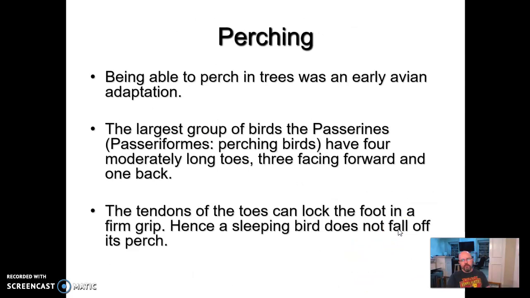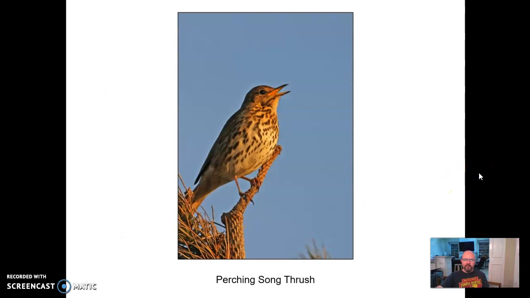All right, so perching. Being able to perch in trees was an early avian adaptation. So maybe there's some linkage to this and that idea of tree-down evolution of flight. Perching in the trees allows you to get away from predators. It allows you to look for your prey. The largest group of birds is the passerines, the perching birds. They have 4 moderately long toes, 3 facing forward, 1 facing back. The tendons on the toes lock the foot in a firm grip. So basically they attach to a branch. They can go to sleep. They won't fall off the branch because their toes lock in place holding them there.